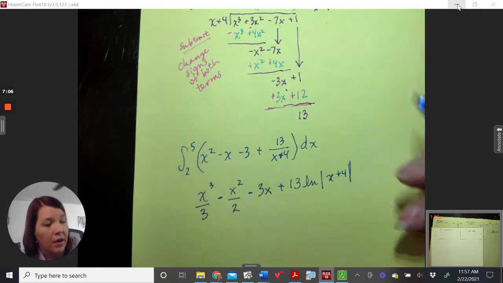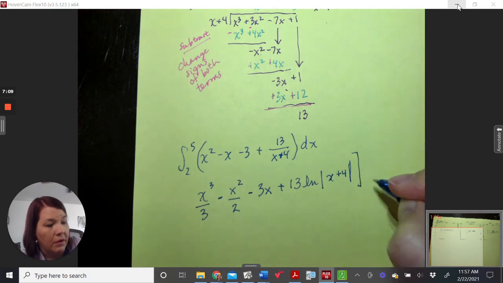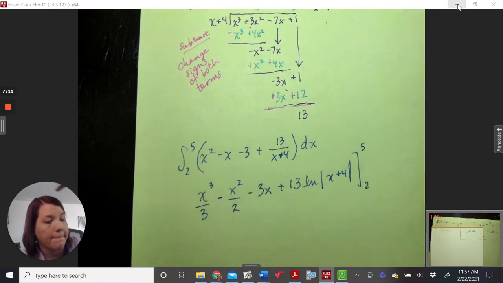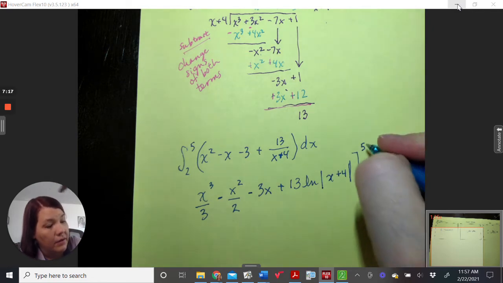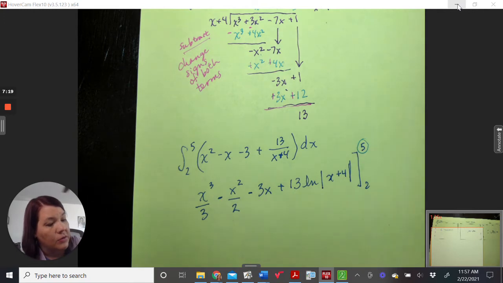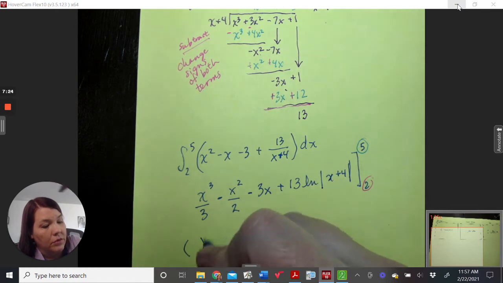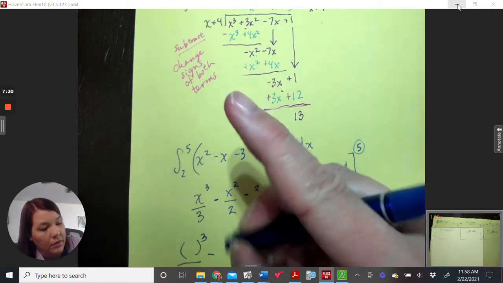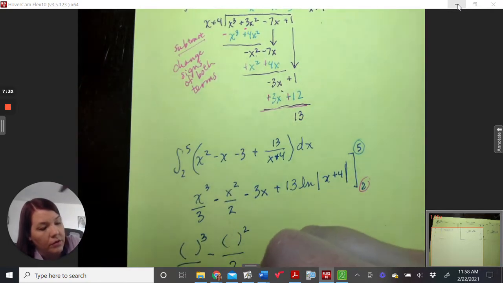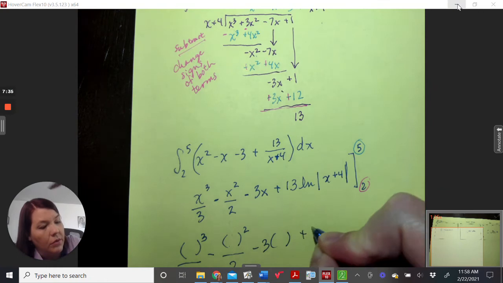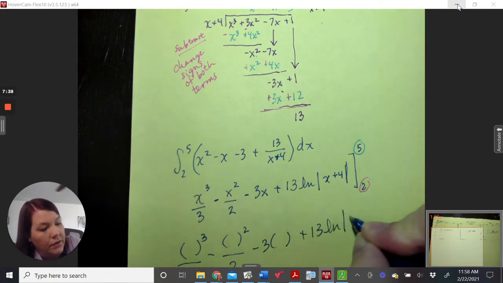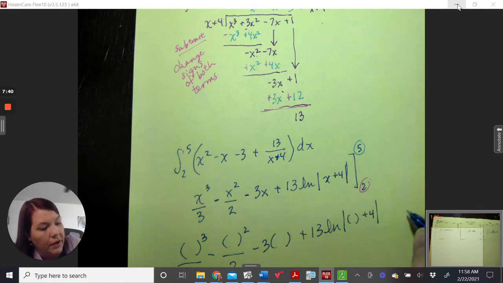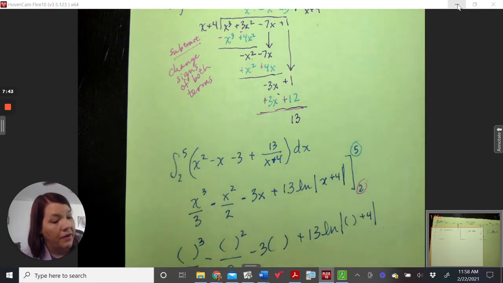Okay, so that means I'm going to go ahead and plug 5 in and then subtract plugging 2 in. Okay, so I have my original, something cubed over 3 minus something squared over 2 minus 3 times something plus 13 times the natural log of something plus 4 the value. So I'm going to put into that 5 everywhere there was a something. I'm not going to clean this up very much. I'll just clean it up a little bit more than I did in class.